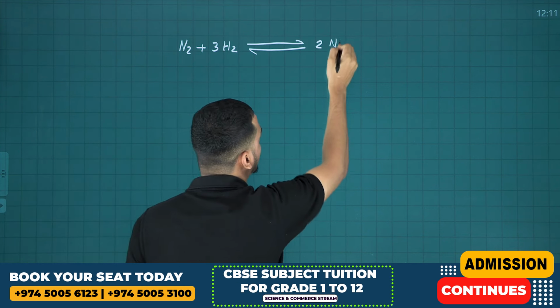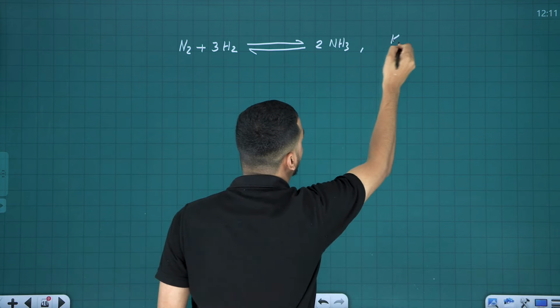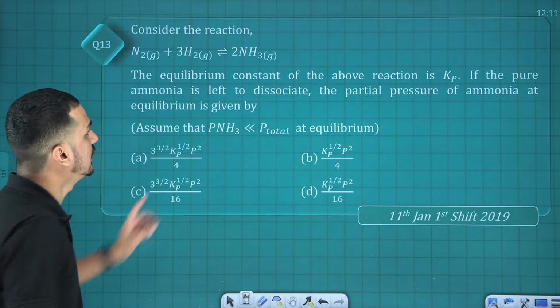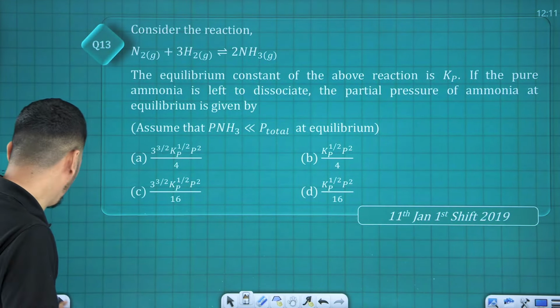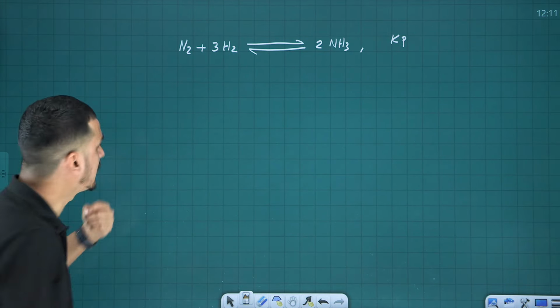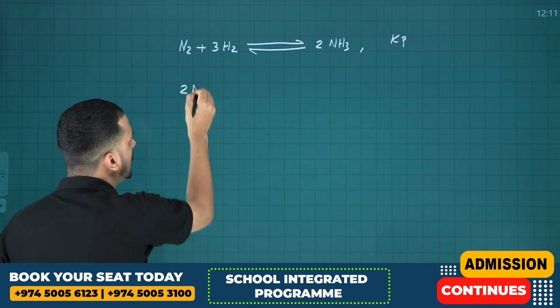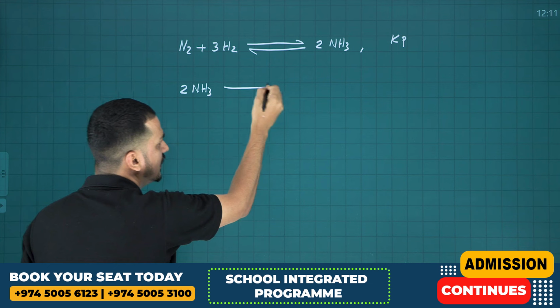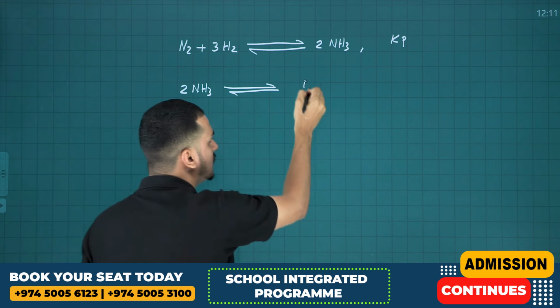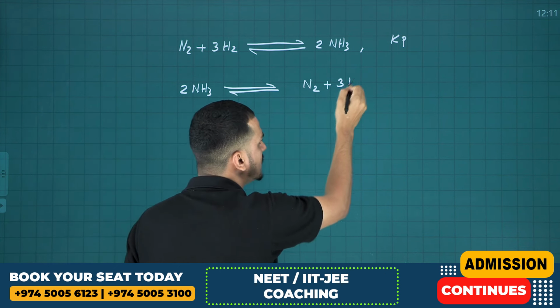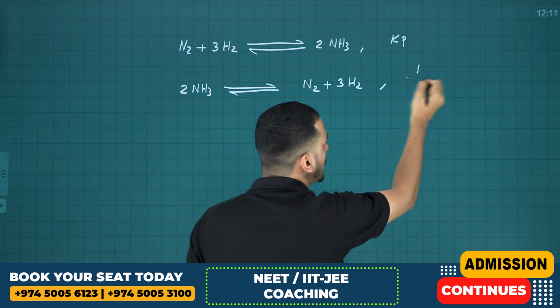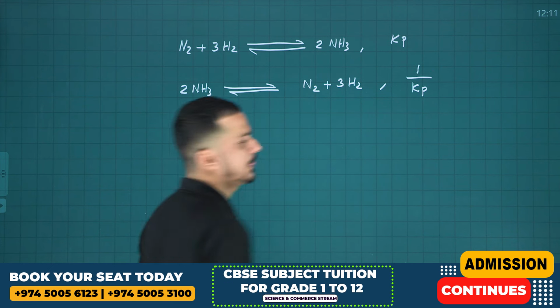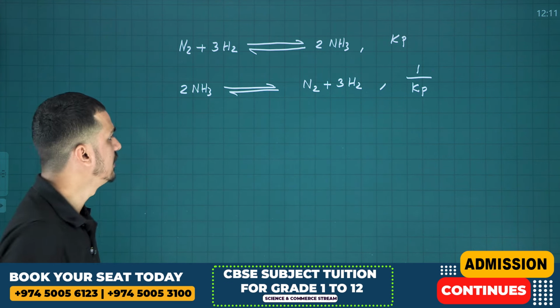Okay, 2NH3. Its equilibrium constant they have given is Kp. Am I correct? That is given Kp. Now we have to take the reverse. Reverse means 2 ammonia dissociating into N2 plus 3H2. This time the equilibrium constant is 1 by Kp. Clear? Yes.